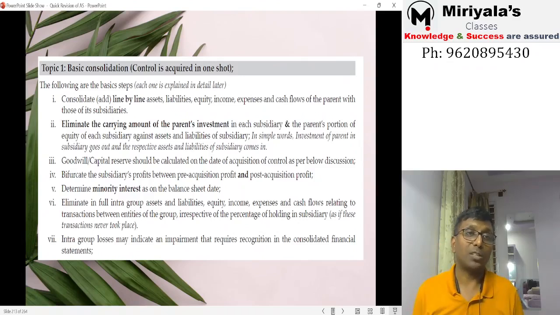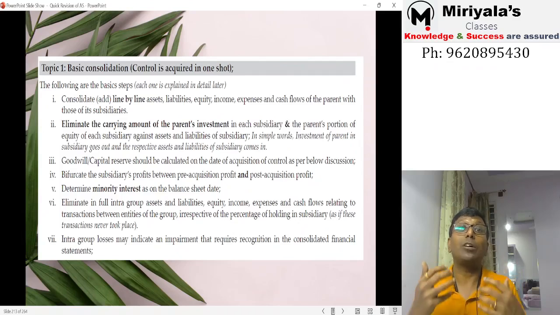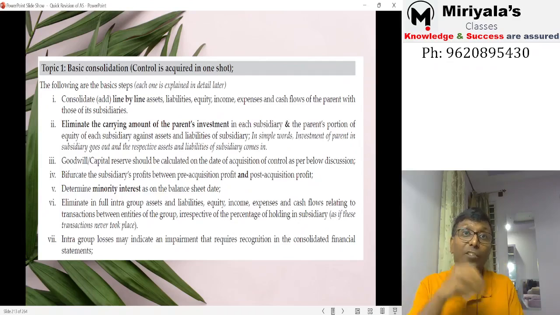Next, step number two is the elimination of the carrying amount. In the parent company's standalone books, you will find investment in subsidiary. That number you should eliminate. Why are you eliminating it? Because of this investment, the entire assets, liabilities, income, and expenditure are coming into your financial statements. That's why you have to eliminate the parent company's investment, and you are supposed to compute the goodwill or capital reserve on the date of acquisition. The computation of goodwill or capital reserve should take place as on the date of acquisition, not as on the date of the balance sheet.